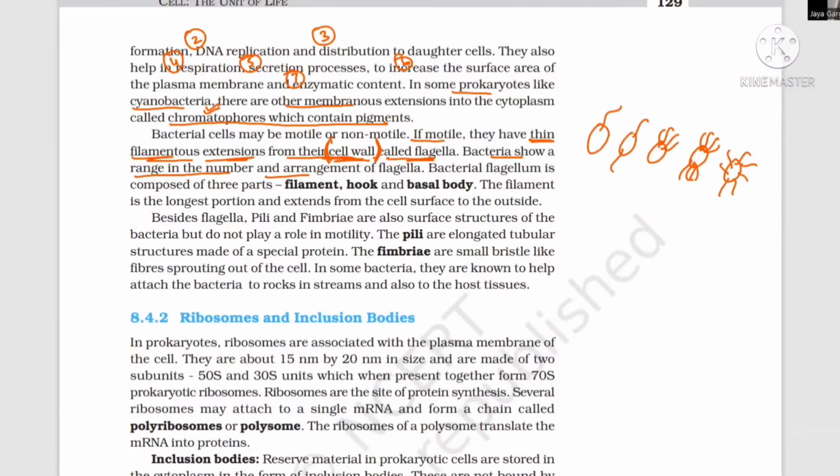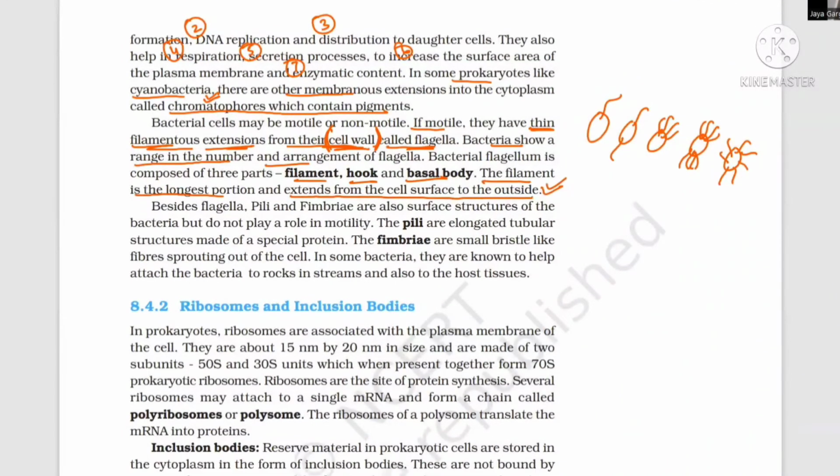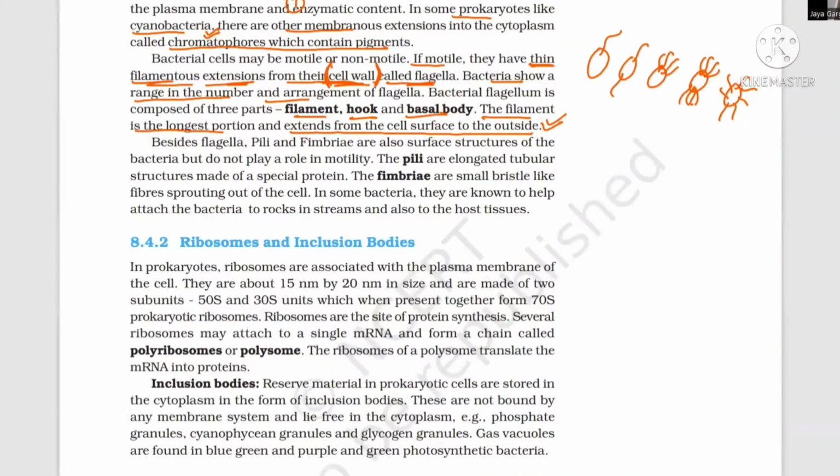Bacterial flagella have 3 parts: basal body, hook, and filament. The filament is the longest portion and extends out from the cell surface. Besides this, they have 2 more structures. They are also surface structures, but do not play a role in motility.